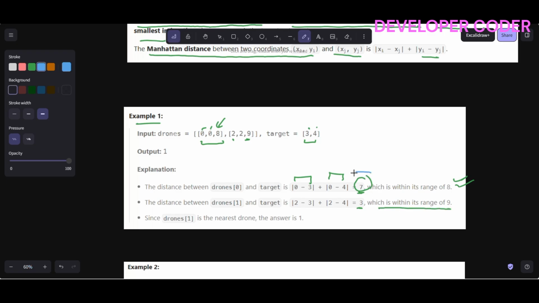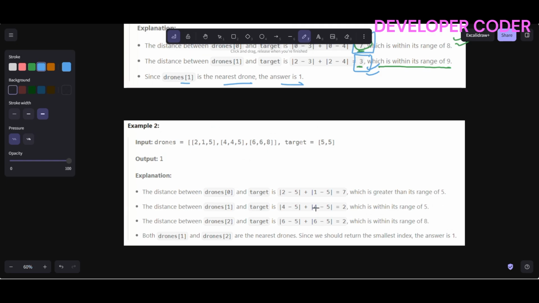Now among these 7 and 3, which one is the smallest? This one is the smallest, right? So our output is going to be the drone at this particular index. Since drone 1 is the nearest drone, the answer is 1. This is what you need to do. Clear? So very easy, right?